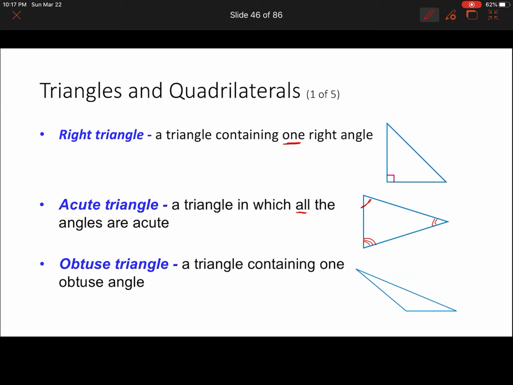And then the next one is what we call an obtuse triangle. This is a triangle containing one obtuse angle. And again, we specify one, but if it's got more than one, it's not a triangle anymore. And so you can see in this case, this angle is considered to be obtuse.